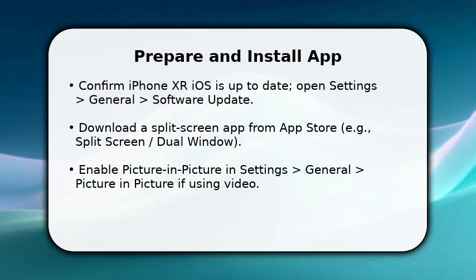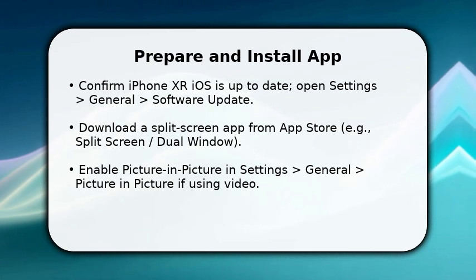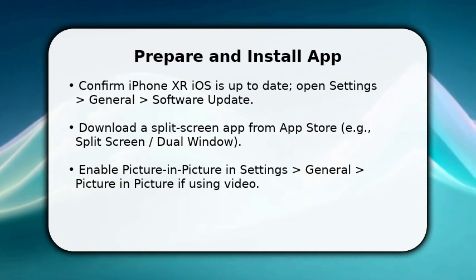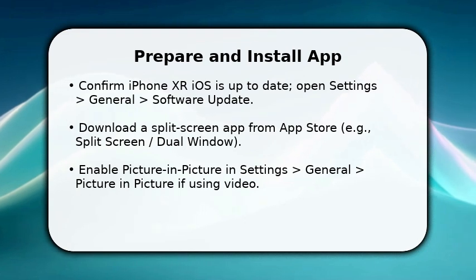You start by preparing the phone. Make sure iOS is current because many split-window apps rely on recent APIs. Once updated, go to the App Store and install a reputable split-screen or dual-window browser app. Install it and grant basic permissions when prompted.